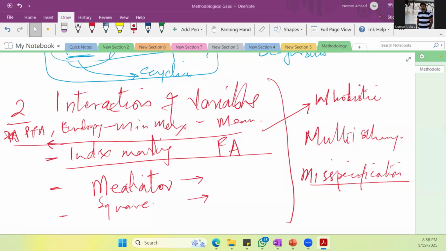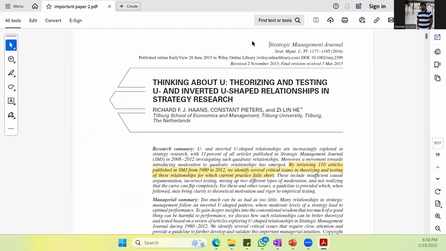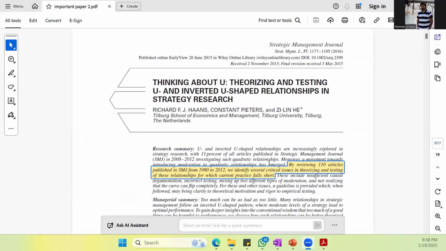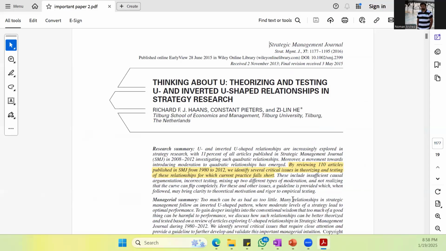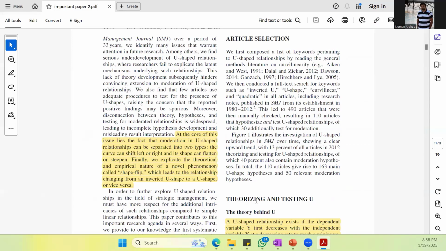So this is a paper. Let me get it full screen. Okay. So this is a paper that you should study. You can note down its name. It's published in a very good journal, Strategic Management Journal. It has explained how to theoretically explain a nonlinear relation between variables, and it can be square form.